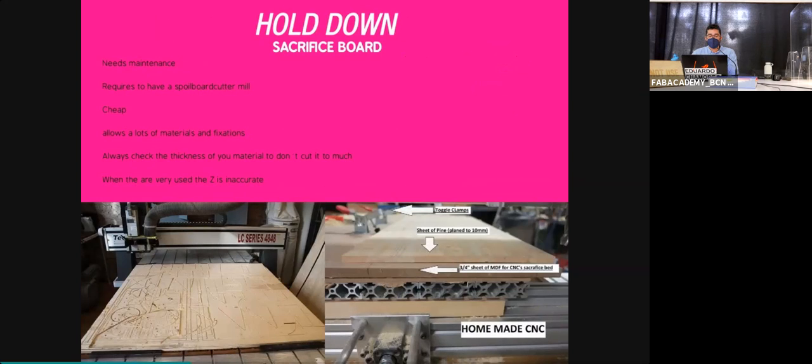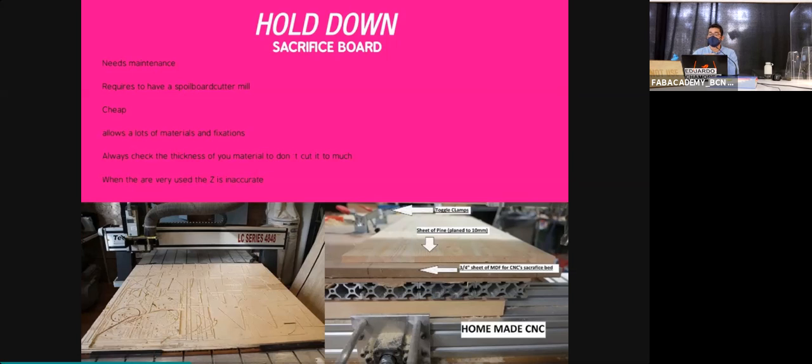And this is how the bed of the machine usually looks. You have the bed of the machine, the aluminum T-slots, a wood base, usually MDF, and your material. When you cut your material, you always cut a little bit more. Why? You want to be sure that you're cutting through your material. So if you need to cut 10 millimeters of wood, you cut 10.2.